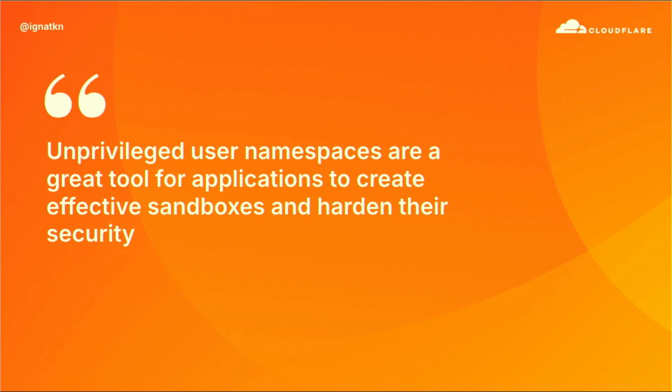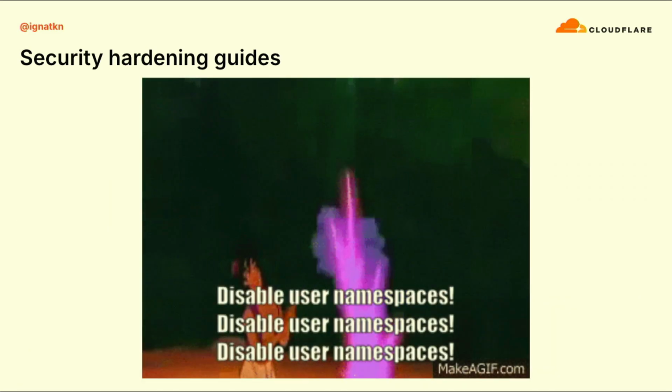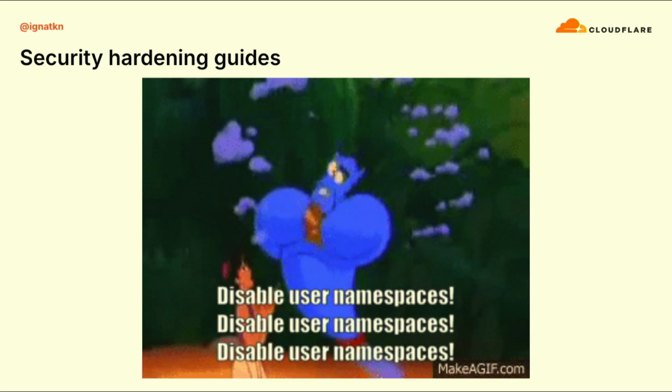So in a nutshell, unprivileged user namespaces are a great tool for applications to create effective sandboxes and harden their security. Or are they? It's really cool tech, right? But when you read every security hardening guide for Linux, you see this. This is an example for Arch, but you can find it anywhere: if you want a security-hardened kernel, disable unprivileged user namespaces. You see it everywhere. Disable unprivileged user namespaces. All security folks tell you to do it.